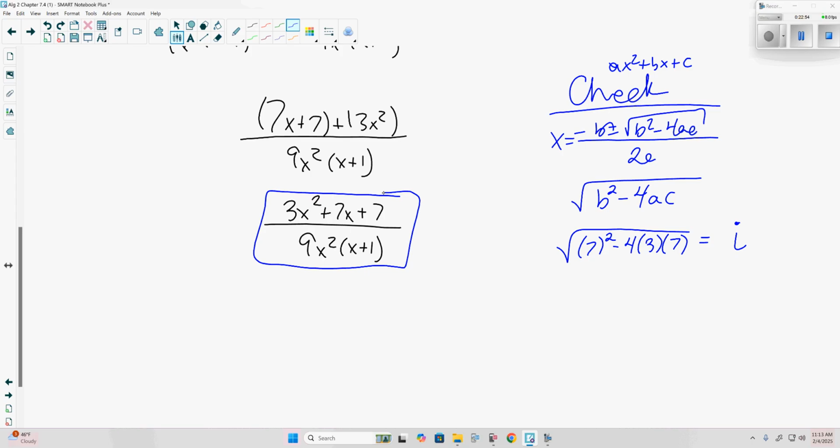So this here is our final answer. That's as far as we can take it. So since it doesn't factor, we can't reduce it. Questions on this here?